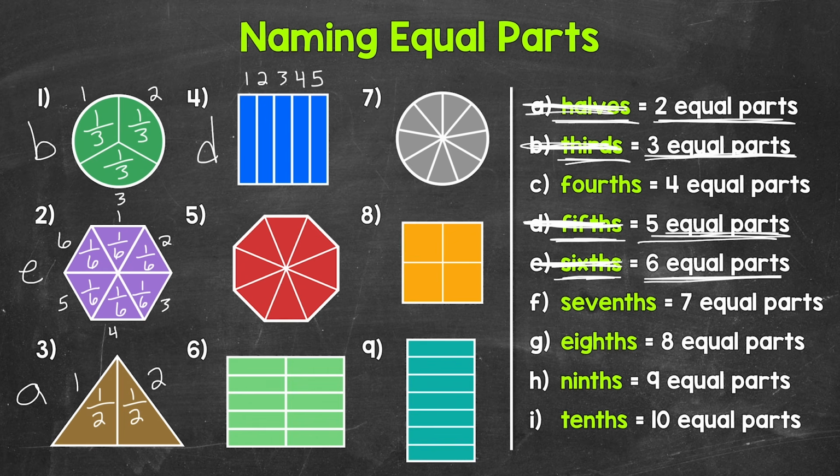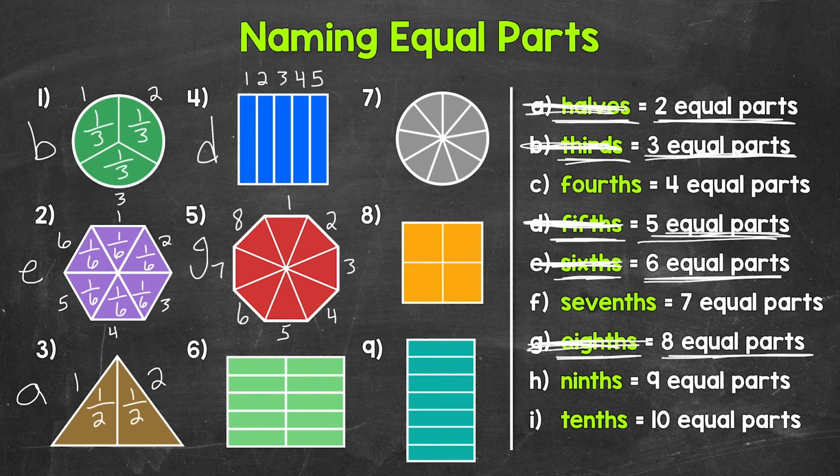Moving on to number 5, this whole has been divided into 1, 2, 3, 4, 5, 6, 7, 8 equal parts. We call 8 equal parts eighths. So let's put a G next to number 5 and cross off eighths. Each one of those equal parts is 1/8 of the whole.